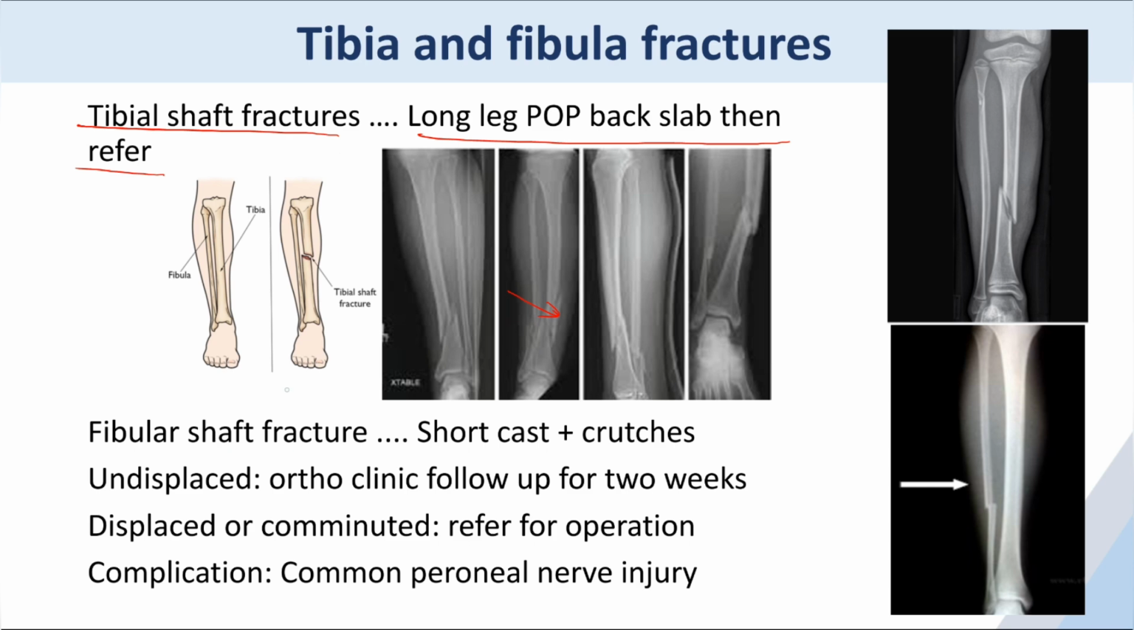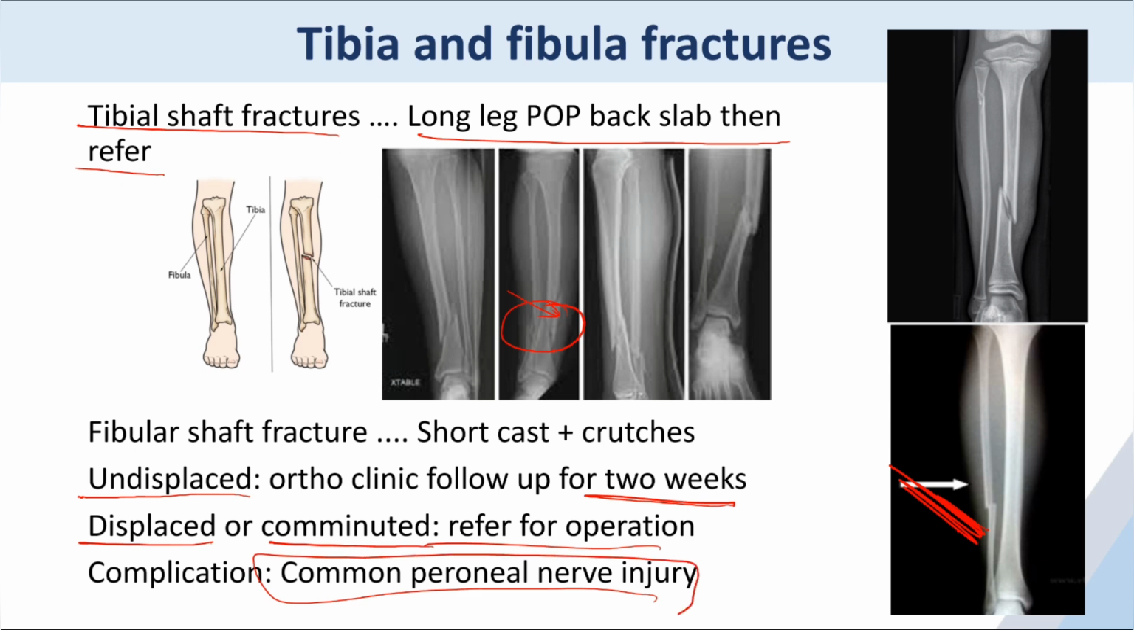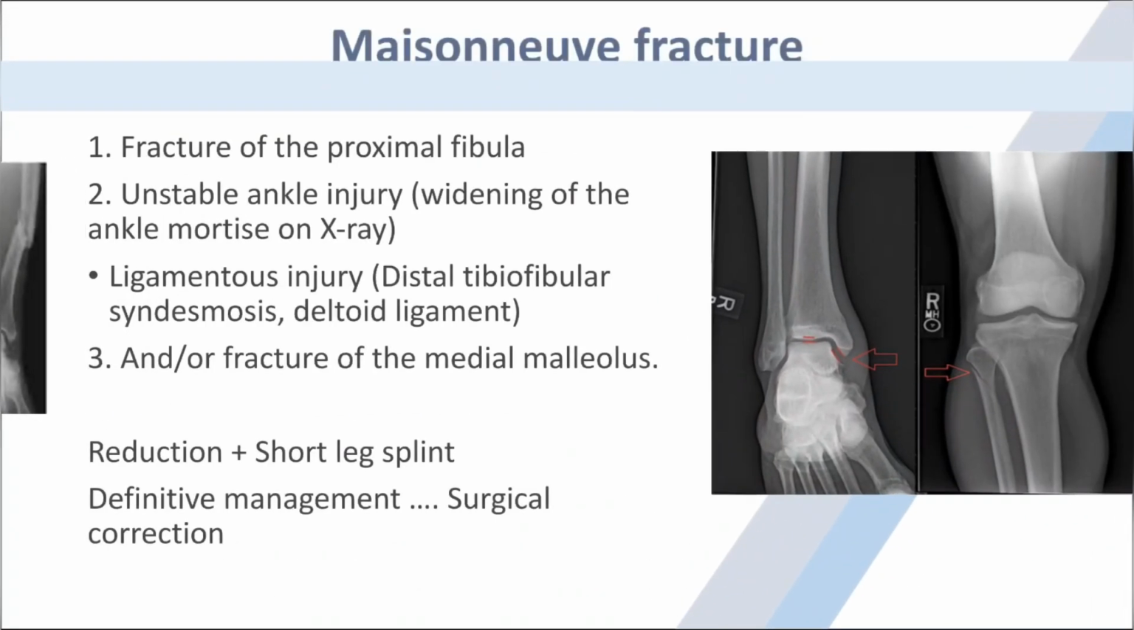For fibular shaft fracture, if it is an isolated fibular shaft fracture, like this case, I just need a short cast and crutches. If it is undisplaced, you have to follow up with orthopedics after 2 weeks. If it is displaced or comminuted, like in this case, you have to refer for operation. A common complication which occurs here is common peroneal nerve injury.